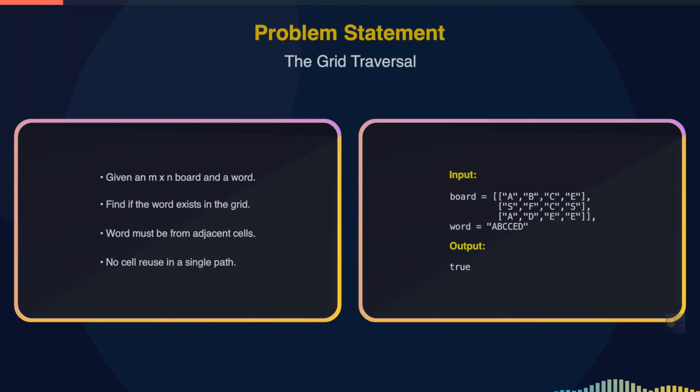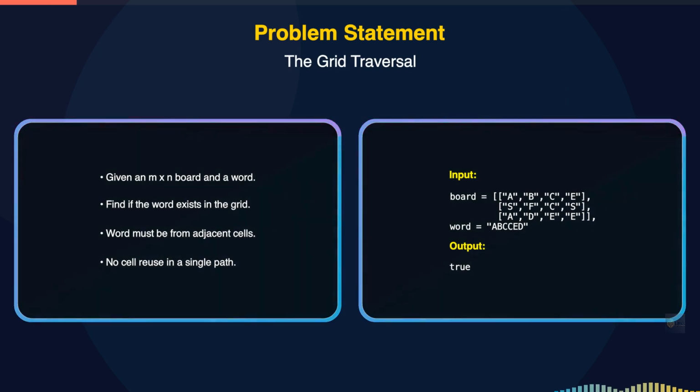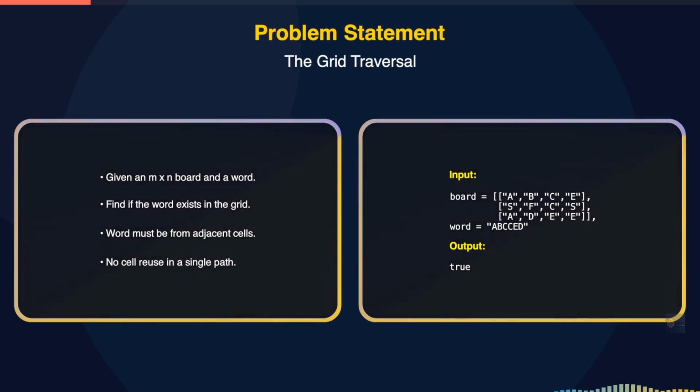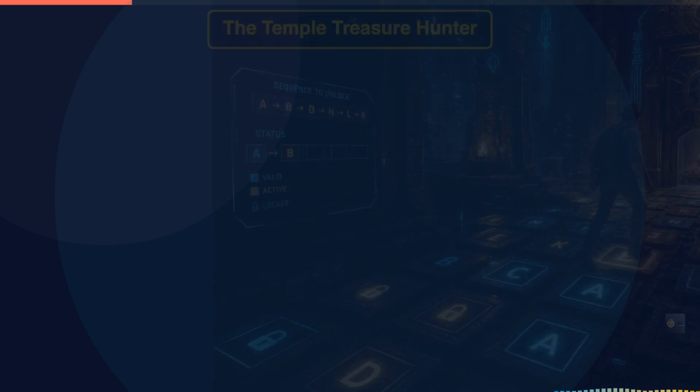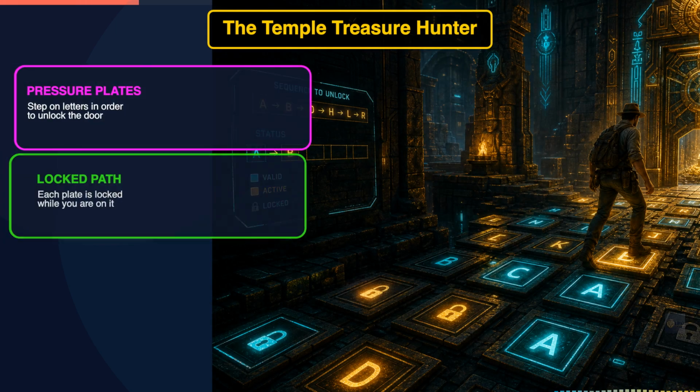Here's the setup. We're given an m by n grid of characters and a target word. Our job is to determine if that word exists in the grid. We can move horizontally or vertically to adjacent cells, but there's a crucial rule: we cannot use the same cell more than once for a single word. If we find the sequence, we return true. Otherwise, it's false.